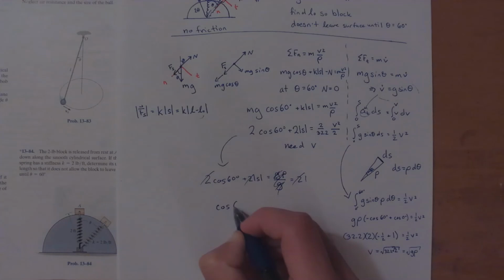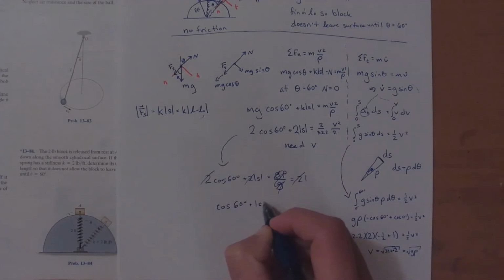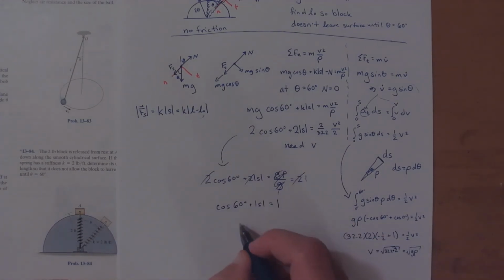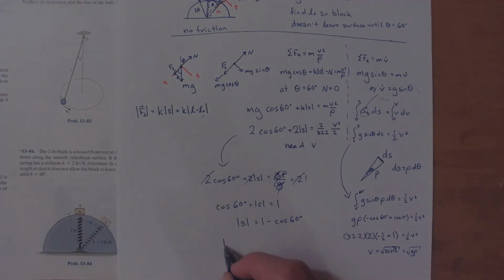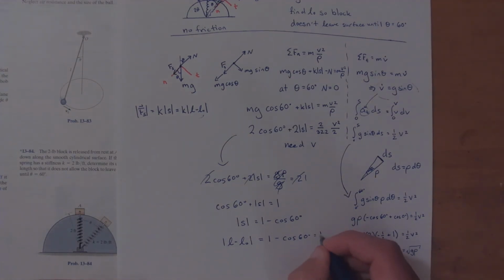So this is cosine of 60 degrees plus the absolute value of s is equal to 1, so the absolute value of S is equal to 1 minus cosine of 60 degrees. So the absolute value of L minus L naught is equal to 1 minus cosine of 60 degrees. Cosine of 60 degrees is 1/2, so that's 1 minus 1/2, which is equal to 1/2, which has units of feet, so that's half a foot.